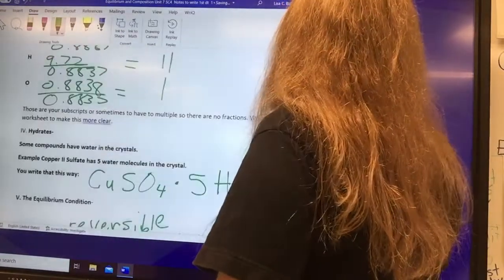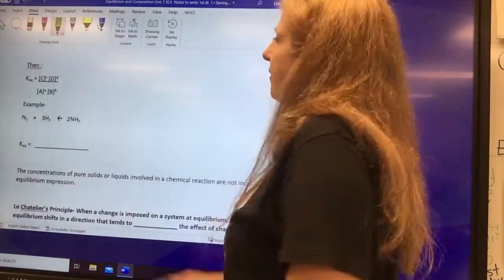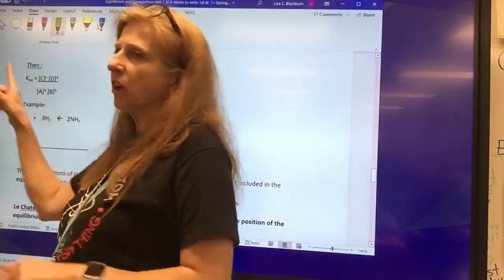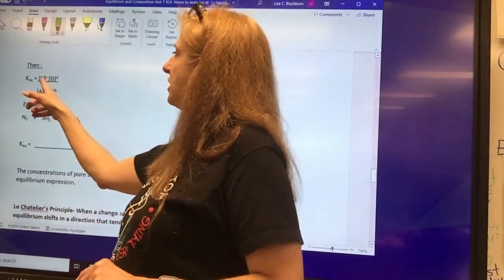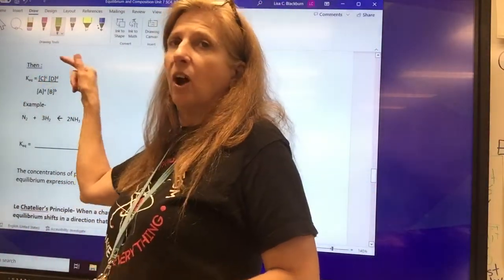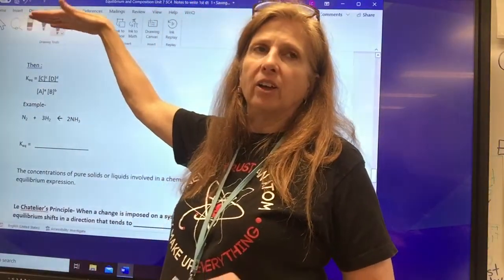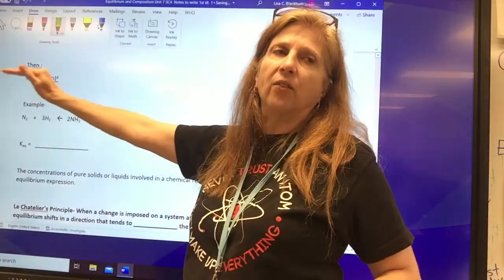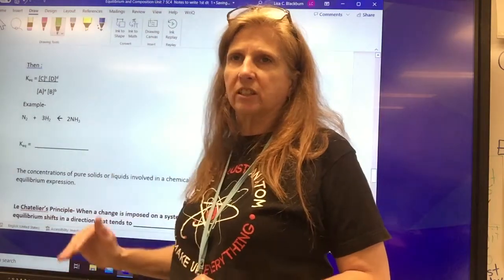And this will make more sense the more you do it, like always. Okay, so then this is the equilibrium constant. It's the concentration, square brackets mean concentration. The concentration of the products raised to the power of the coefficients divided by the concentration of the reactants raised to the power of their coefficients.